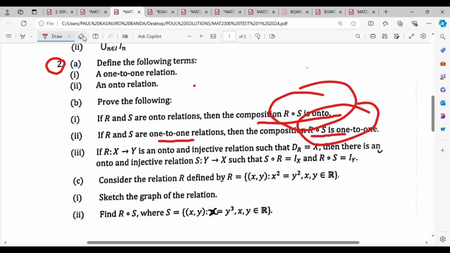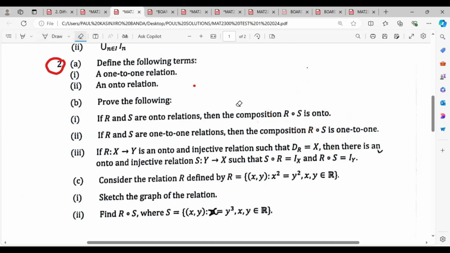That's the thing about real analysis. You have to know the definition, and then you have to know how to apply it. Since we know what an onto relation is, it won't be difficult for us to show that the composition is also onto. Or since we know the definition of the one-to-one relation, it won't be difficult to show that the composition is also one-to-one, because we are going to use the same concepts from the definitions for this proof and that proof. Okay, so let's start. So B1.